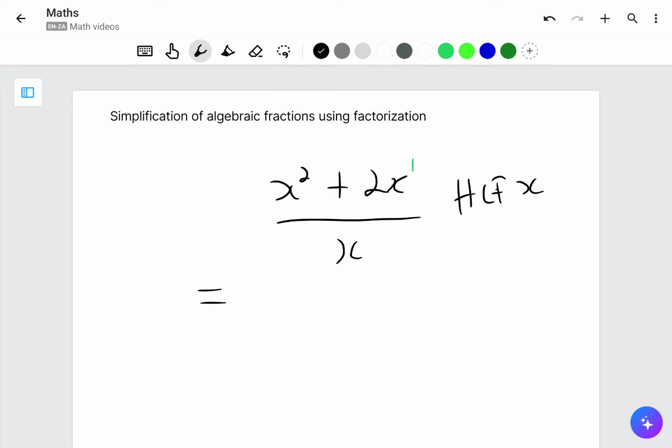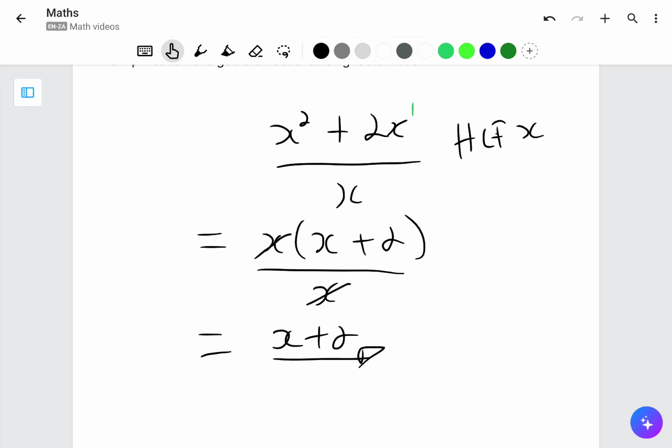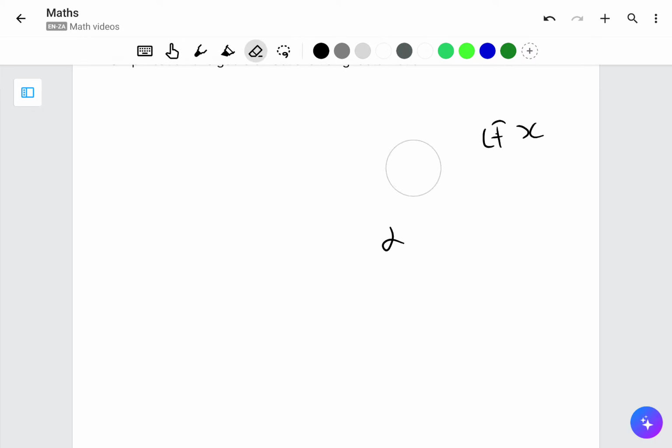We take out our x, and we're left with x plus 2, because we know that x times x is x squared and x times 2 is 2x. You guys are following? Over, remember we still have an x. So this cancels. x goes into x once, cancels. Again, I'm left with x plus 2. I feel that was fairly simple. That shouldn't have been difficult. Let's have a look at another one.